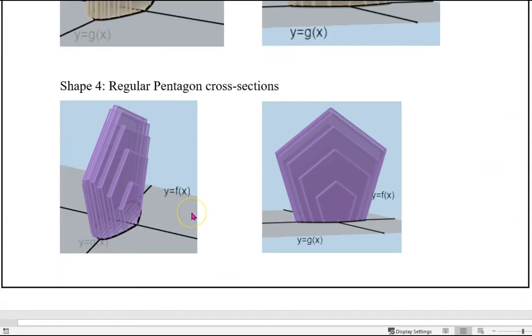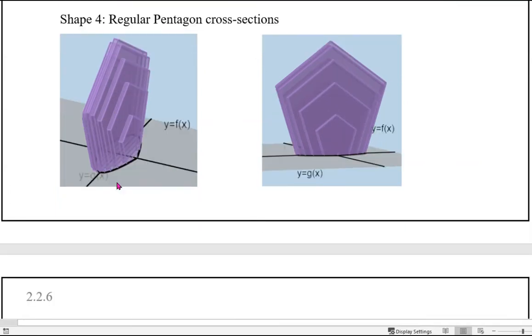In this particular view, we've got pentagon cross-sections. Regular pentagon, meaning the 5 sides are the same length and the 5 angles are equal to each other. This must have a different volume than all the previous 3.